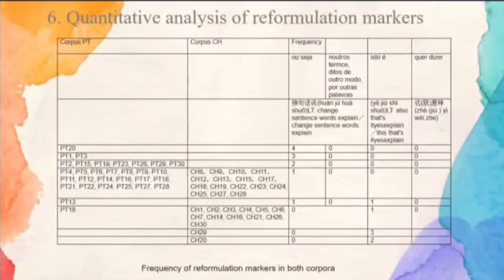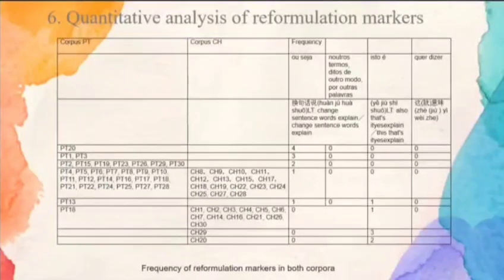Upon analyzing the frequencies of reformulation markers using the concordance function of the Sketch Engine tool, the following data were obtained, according to Table 2. The analyzed corpora did not contain several of the Chinese reformulation markers. In the Portuguese corpus, no instances of por outras palavras or de outro modo were found.